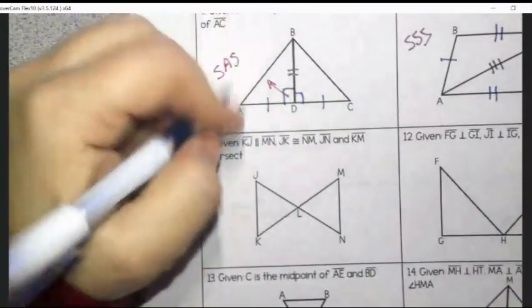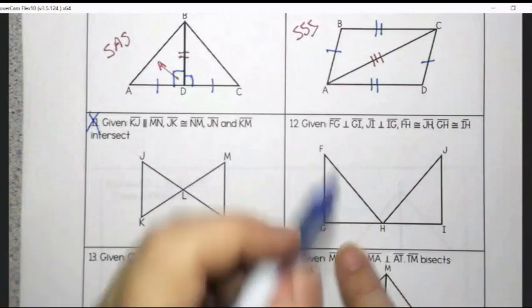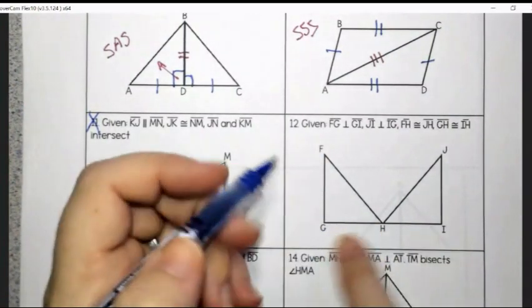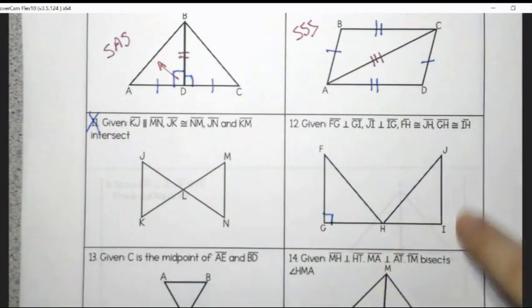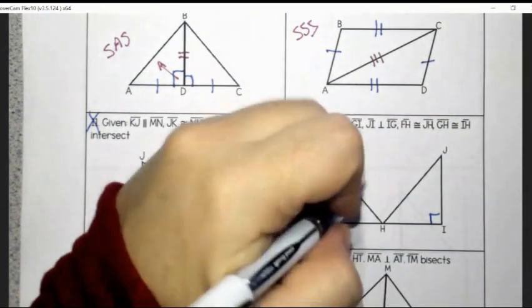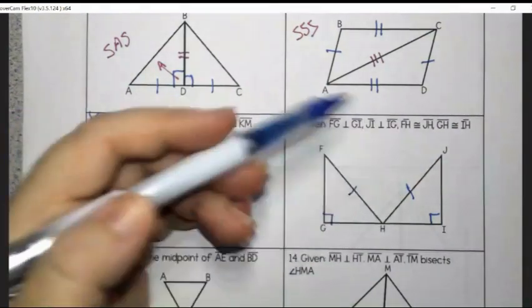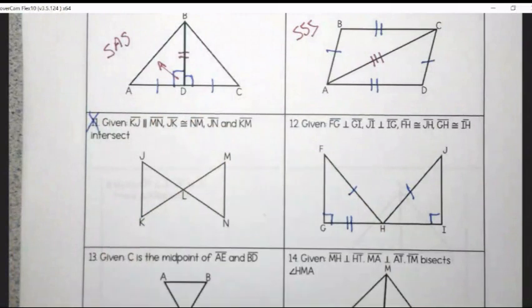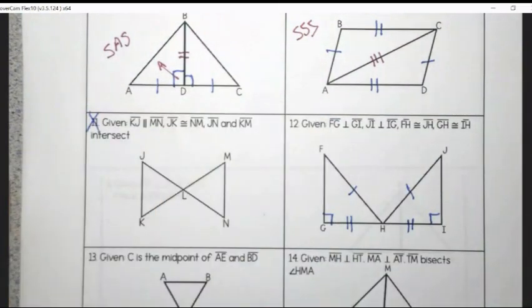Number 11 uses a parallel sign again, so we're skipping that. 12, FG is perpendicular to GI, which means that's a right angle where they meet. JI is perpendicular to IG, so there's a right angle there. FH is congruent to JH. Okay, and then GH is congruent to IH. Okay, we've got a right triangle.